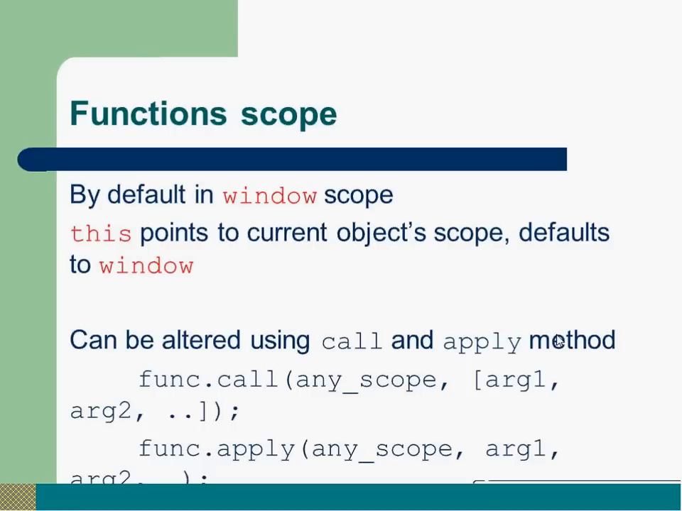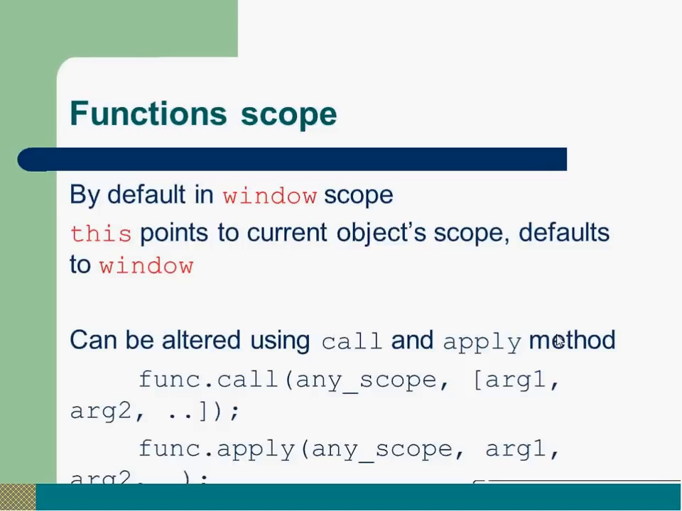By default, when you call a function, the default scope is the window scope, like the parent object. And inside a function, 'this' always points to the current object scope, and it defaults to window. You can change this behavior using two functions. One is call, the other is apply.